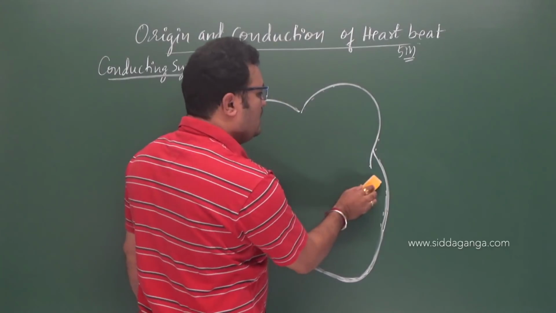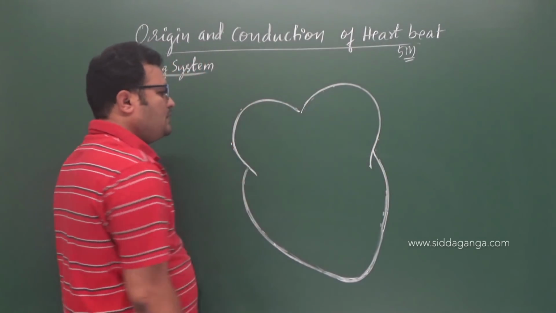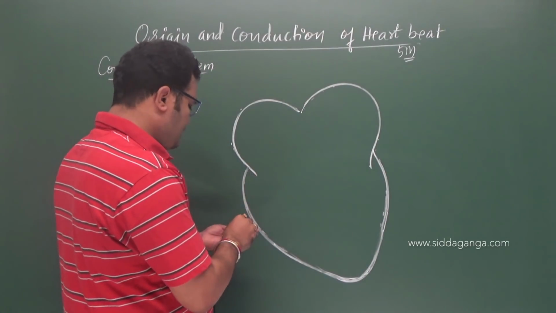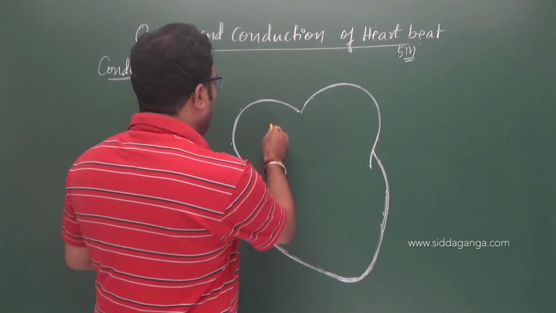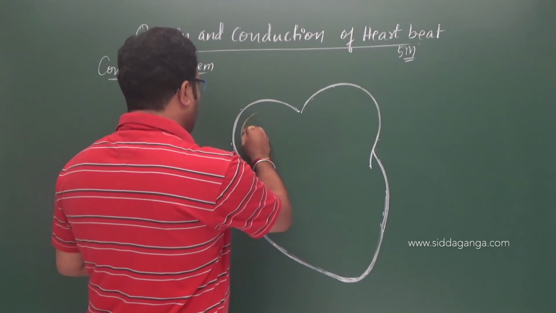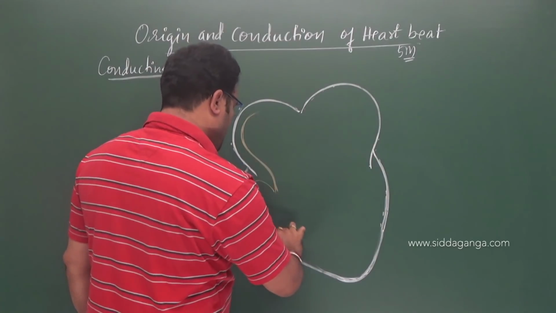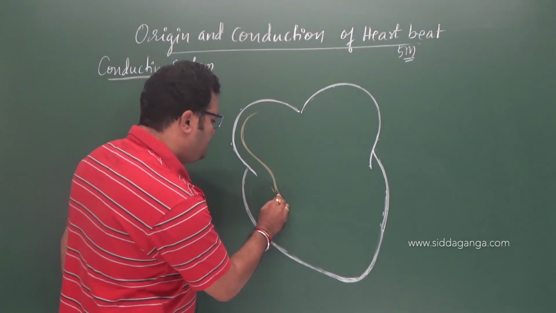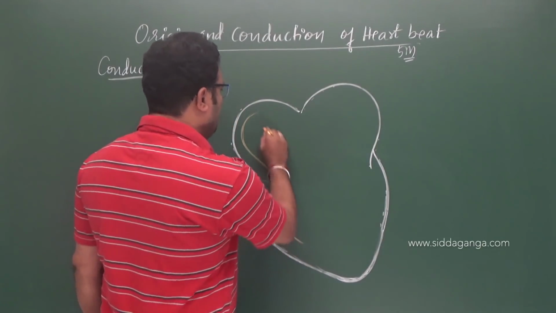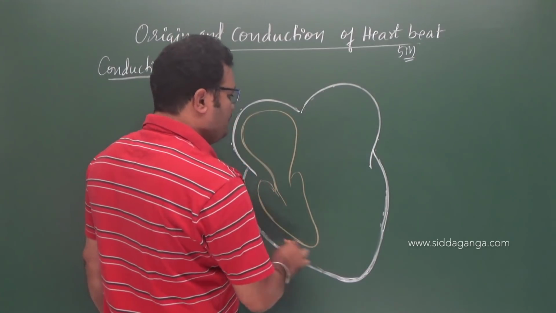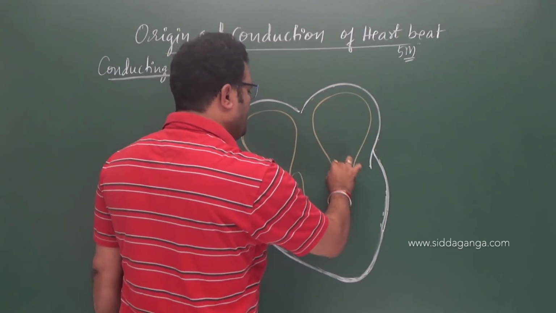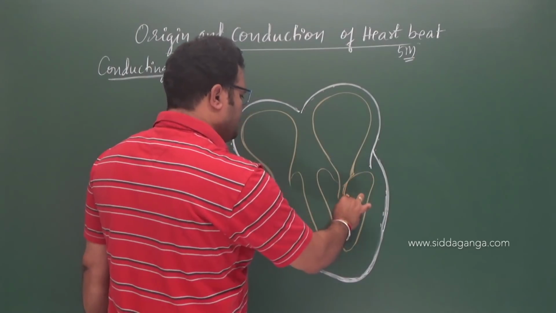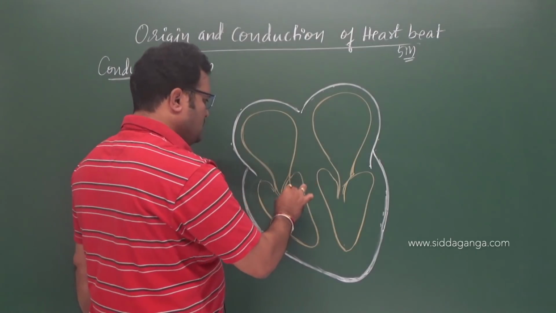While writing or describing the conduction pathway, there is no need to write the blood vessels. Don't write blood vessels, only show the chambers with the musculature system. Next I'll show the chambers. The first one is the right auricle, and the second one is the right ventricle. This one is the left auricle and this one is the left ventricle. So just show.